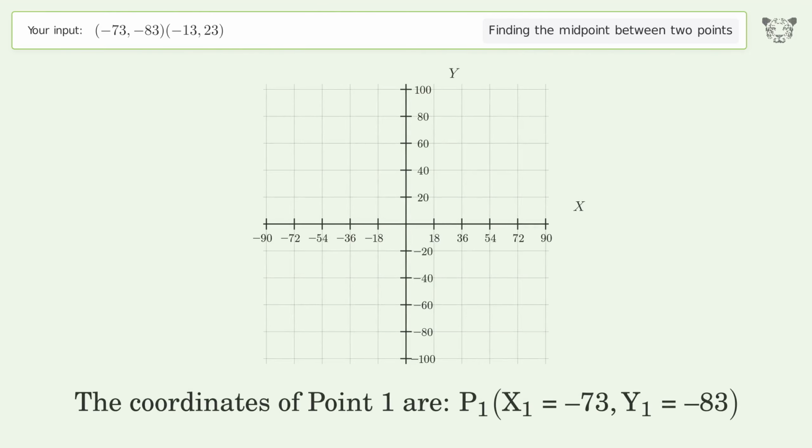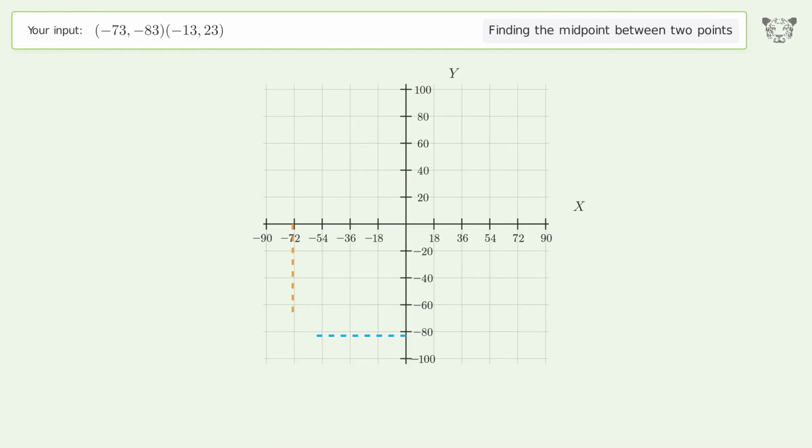The coordinates of point 1 are, x1 equals -73, y1 equals -83. The coordinates of point 2 are, x2 equals -13, y2 equals 23. PM represents the midpoint of the 2 points.